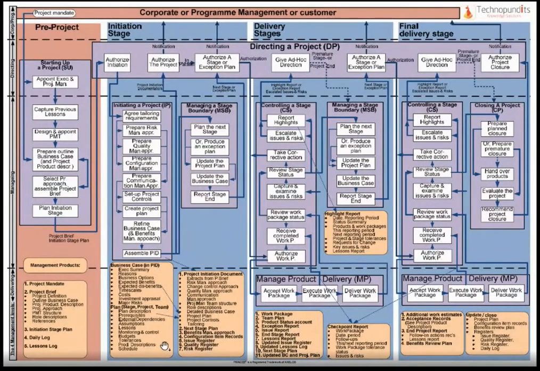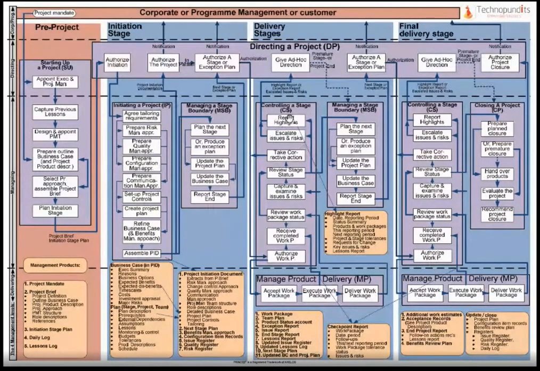Now, once the entire PID is taken and given to the project board, they will review and then decide whether we have to move to the next stage of the project. In case they decide yes, we've got a good business case and we need to move to the next stage, then we move to the controlling a stage process, whereby the project manager gives a work package to the team manager. The team manager will execute the work package, deliver the work package, and it will all come back to the project manager.